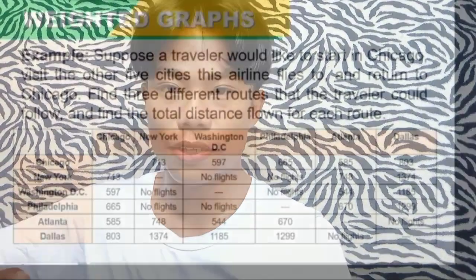So in this video, we're going to discuss weighted graphs. So what is a weighted graph? A weighted graph is a graph in which each edge is associated with a value called a weight. In other definitions, the value can represent any quantity.